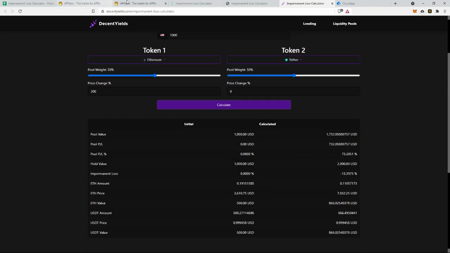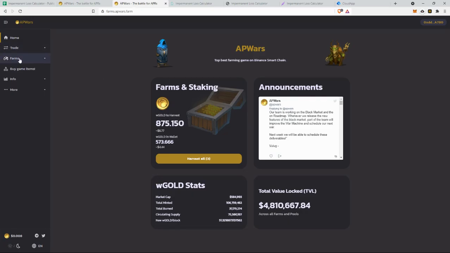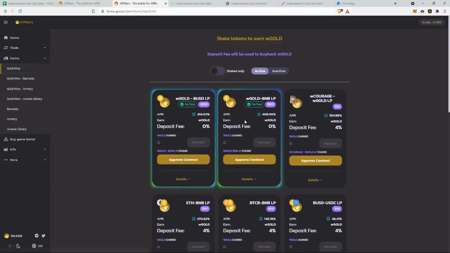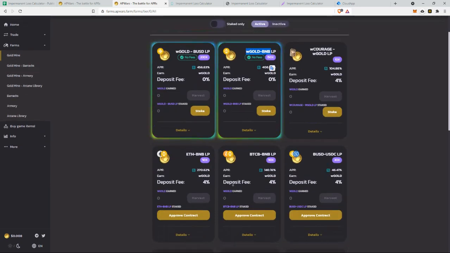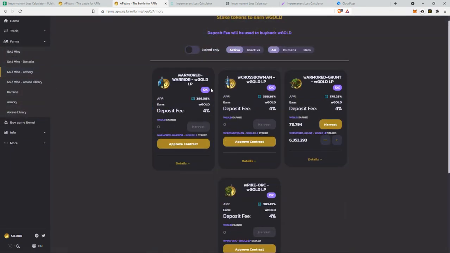As you know, APWARS is basically the battle for APRs, and in all of our farms, you will have these relatively high and really interesting APRs. And you might be wondering, how is impermanent loss affecting me? Which pool should I use? Should I use stablecoin? Should I use token-based only pools? Should I use other liquidity pools that are basically using only game items? We will give you all the answers to these questions in this video.